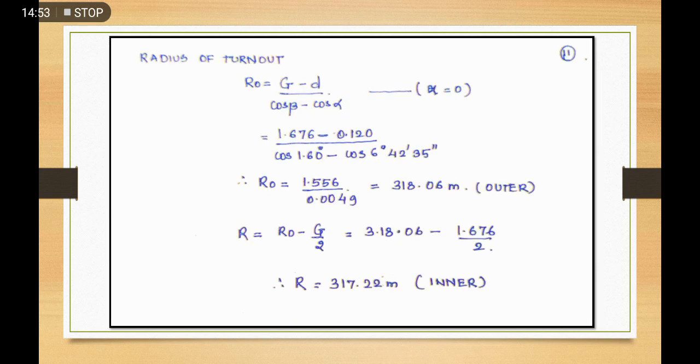Secondly, the radius of turnout. Now here you can see in the equation of r0, the value of x is 0. So the equation turns out to be the ratio of the gauge length minus heel divergence to cos beta minus cos alpha. After substituting the values, you get r0 as 318.06 meters, that is the radius for the outer curve. Now the radius of the central curve, that is r equals r0 minus g by 2. Here you get the value of radius as 317.22 meters, that is the radius for the central curve.